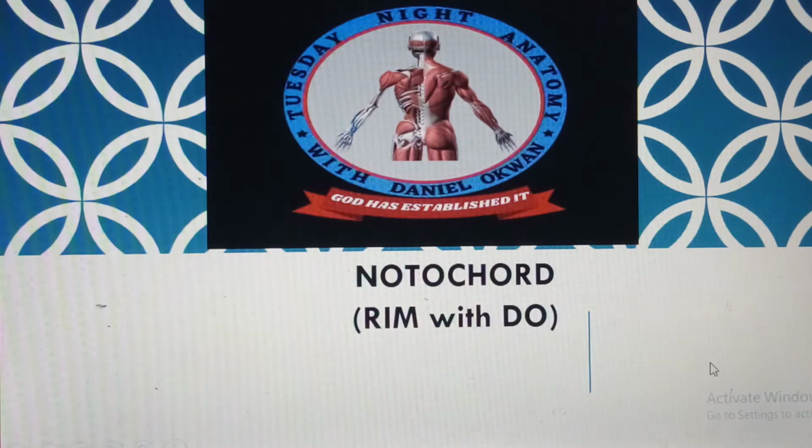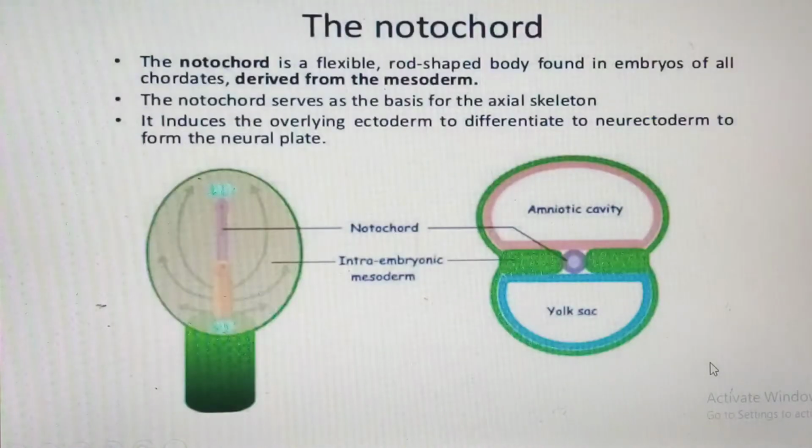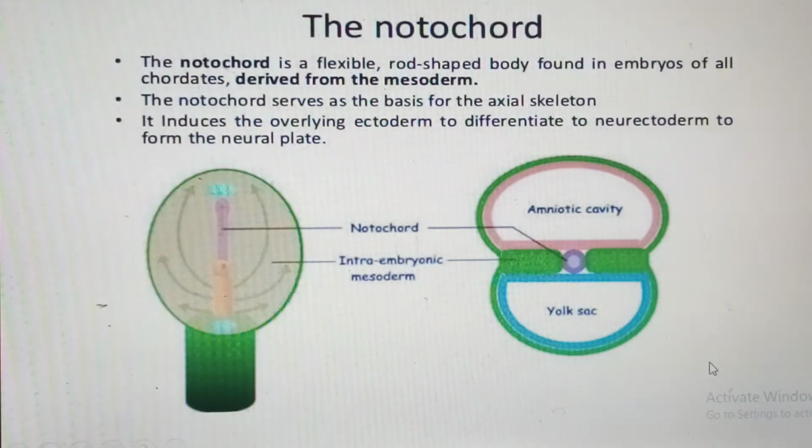Today's section, we want to look at an important structure which forms in the third week of intrauterine life, and that's the notochord, which forms from the axial mesoderm. And so, without much ado, let's briefly look at this. So, this notochord is a flexible, rod-shaped structure that we find in the embryos of what we call chordates.